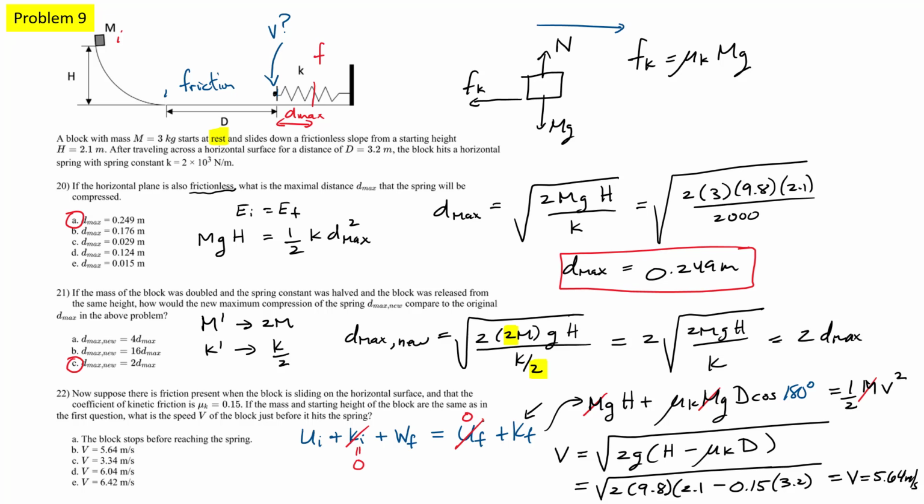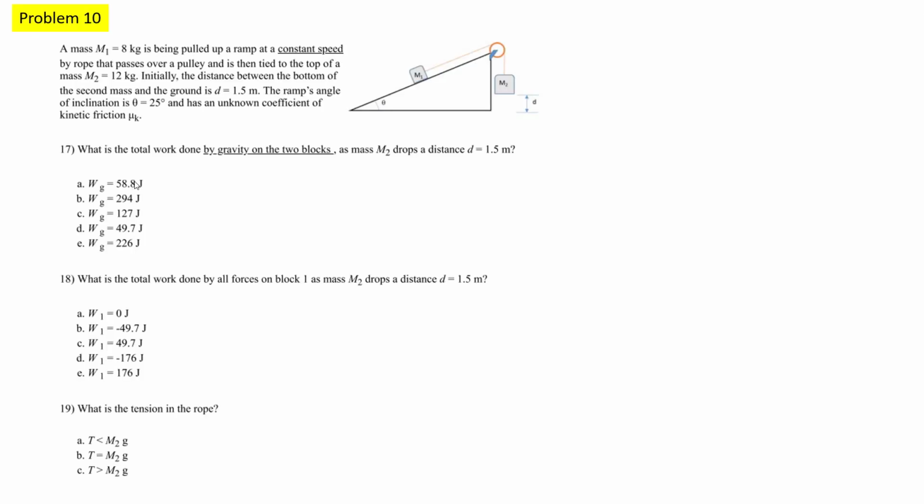Running out of space here. Let me go ahead and box that up. That gives you, which choice over here? We get 5.64. That's choice B. All right, great. So this is a nice application of either the work energy theorem or conservation of energy, but you need to include the work done by friction to account for any energy loss during that sliding portion.